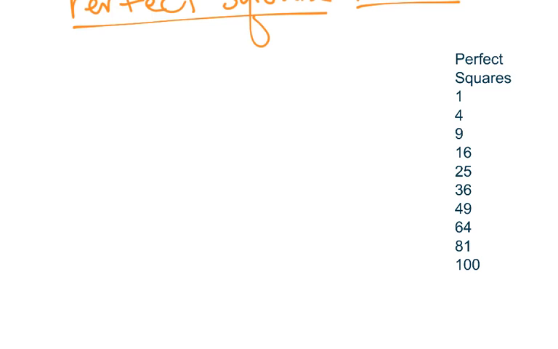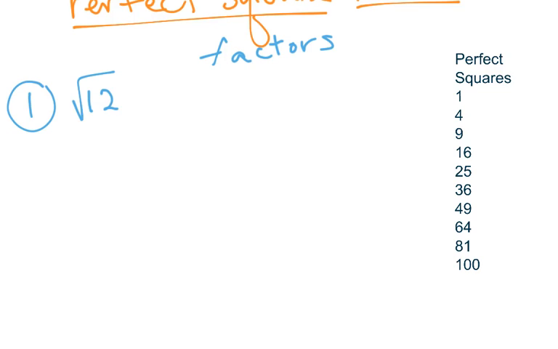So let's start off with the example, the square root of 12. First thing I'm going to do is look for my factors of 12. That's 1 and 12, 2 and 6, and 3 and 4. I'm going to tell you right now, we don't need to worry about the factors that include 1 and the number itself. For this purpose, we're not going to focus on 1 as a perfect square. So with that said, let's look at our 4 factors that are left.